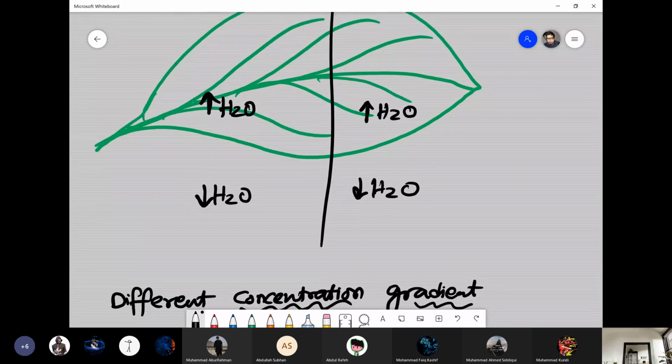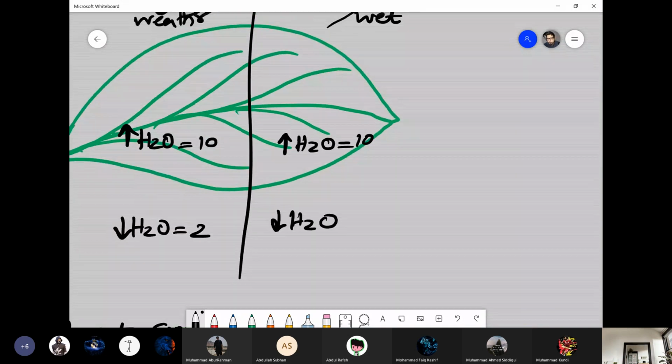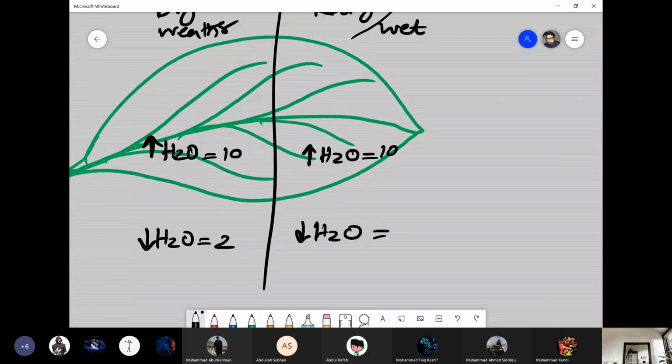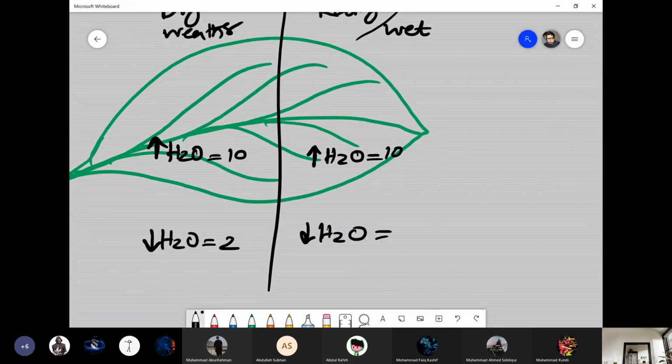Now, in the dry weather, let's suppose that there are 10 molecules of water inside the leaf, and let's suppose in the wet weather as well, there are 10 molecules of water inside the leaf. Now, in the dry weather, maybe there are 2 molecules of water in the air. But when it rains, the molecules of water in the air will increase and maybe become 8. If we see that in both conditions, the water inside the leaf is higher in concentration, and outside the leaf it is in lower concentration.